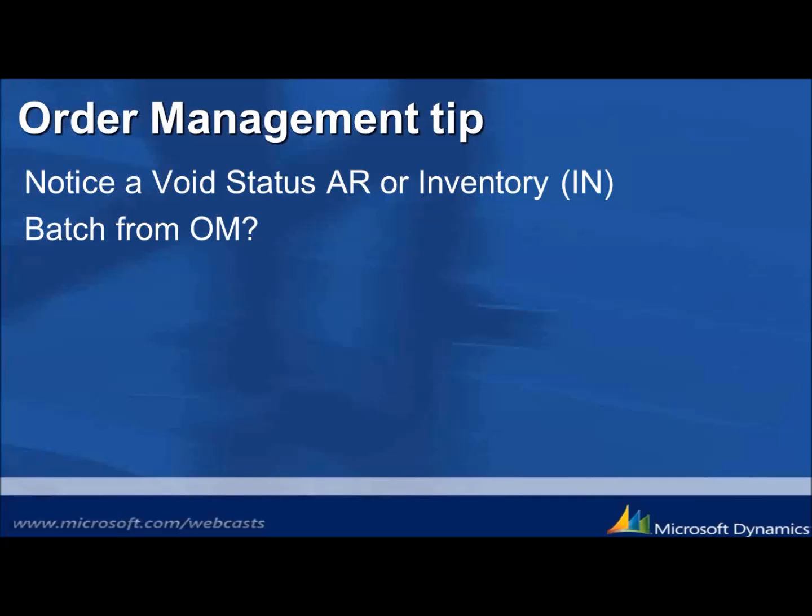All right, has anybody ever noticed a void status AR batch or a void status inventory issue batch? Well, these batches sometimes get, and I'm not here to point fingers, I'm not here to call anybody out, but sometimes during the sales journal process, users will accidentally click the cancel button. Maybe they did, maybe they didn't. Maybe it's even a network connectivity issue during that post-process that the sales journal runs.